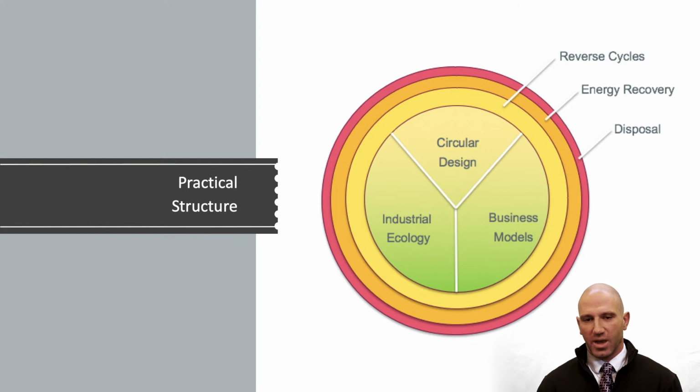The next one that we have in this yellow circle is reverse cycles. So this is our ability to actually capture materials that exist within the recycling world, that exist within a system that could provide us raw materials for our products. So this reverse cycles is really our recycling system.